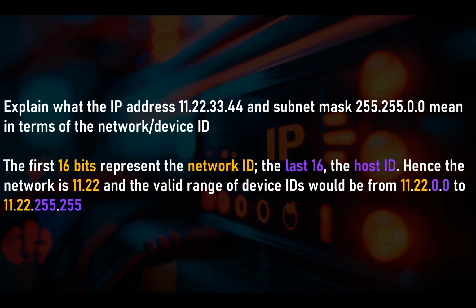So this means the first 16 bits, and that's because here, 255.255, 16 ones, are going to represent the network ID. The last 16 bits, therefore those zeros, are going to represent the host ID. Hence the network is 11.22, and the valid range of device IDs would be 11.22.0.0 to 11.22.255.255.